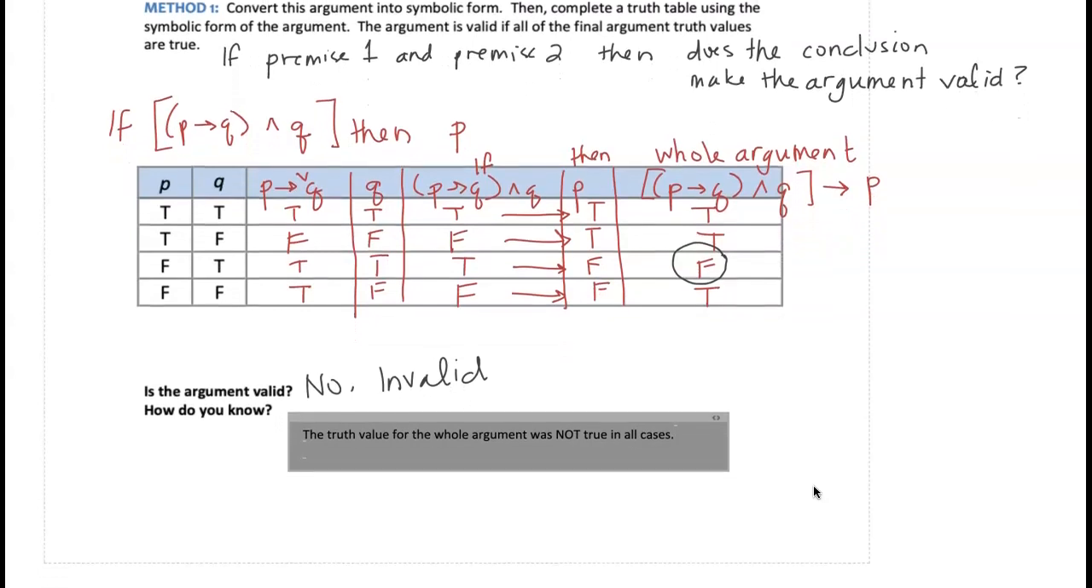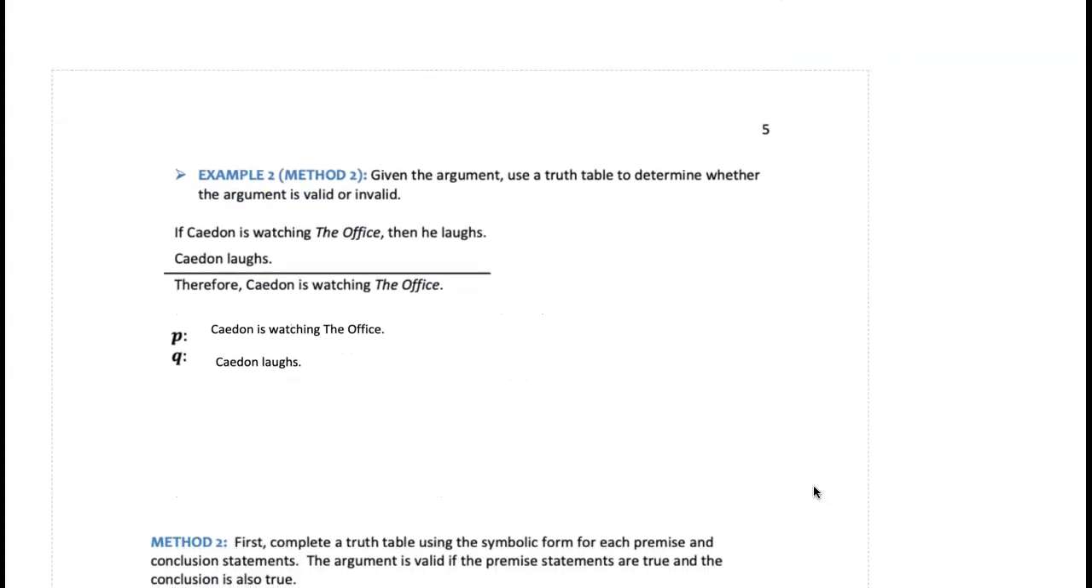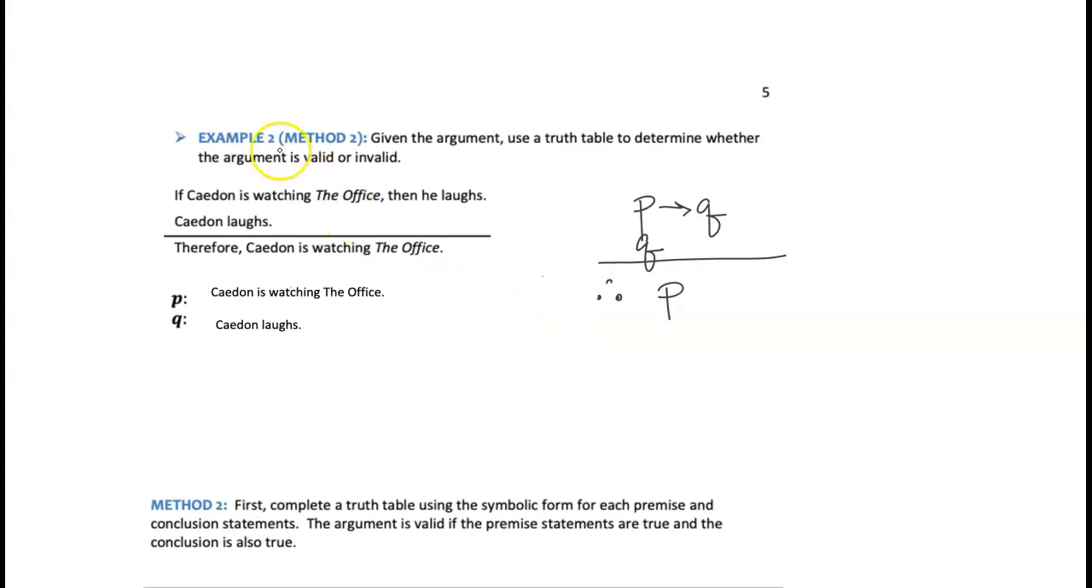Let's go ahead and take a look at method 2 with that same argument. Using the same symbolic notation, if Caden is watching The Office, then he laughs, and confirming Caden laughs, statement Q, therefore, does the conclusion, Caden is watching The Office, make the argument valid or invalid? For method 2, as a reminder, we're looking to ensure that when we have the premise statements given, that they're true, and that the conclusion is also true.